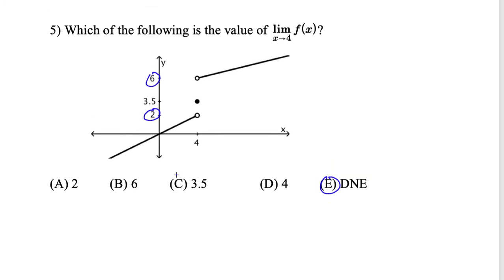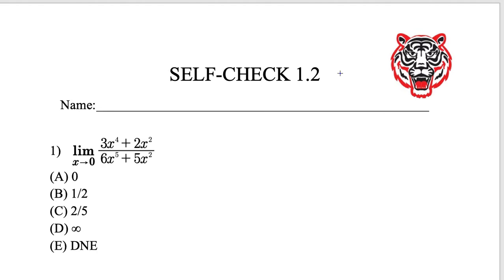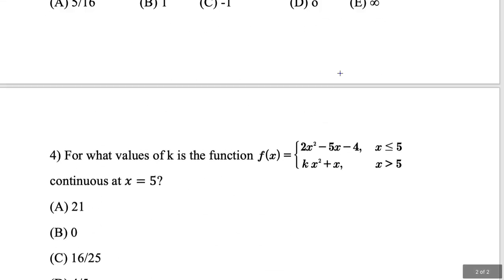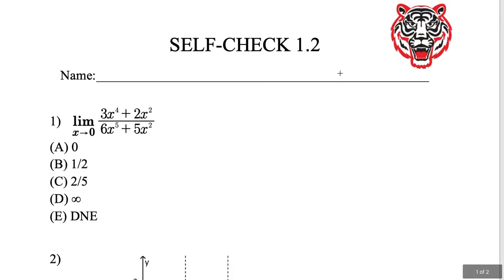That's all I have, so I think you're going to be working on self-check 1.2 now. So again, give yourself 10 minutes. It's another 5 problems, I believe. 1, 2, 3, 4, 5. Yep. 10 minutes on the clock, and go.